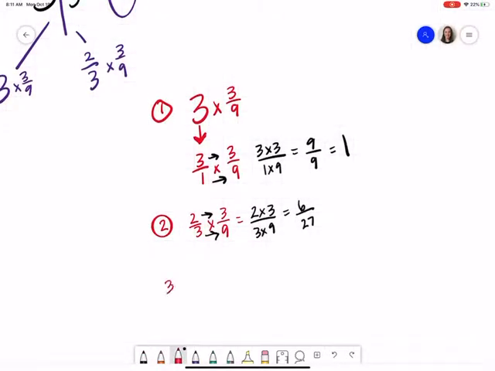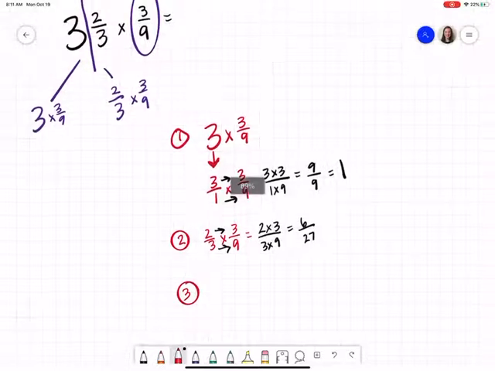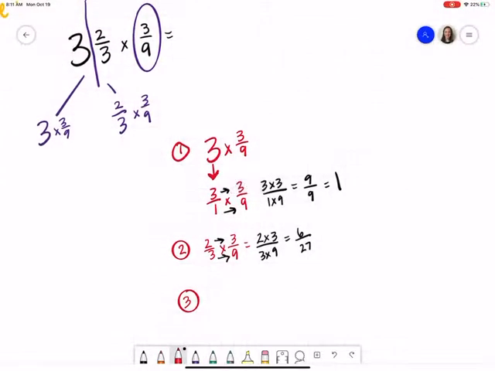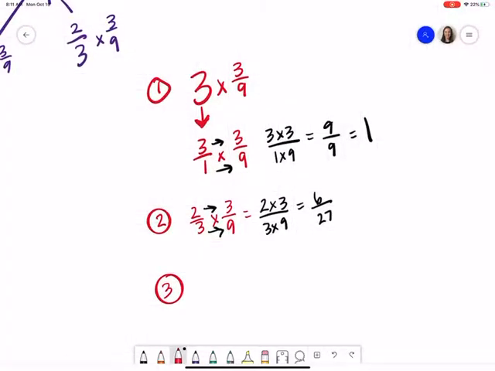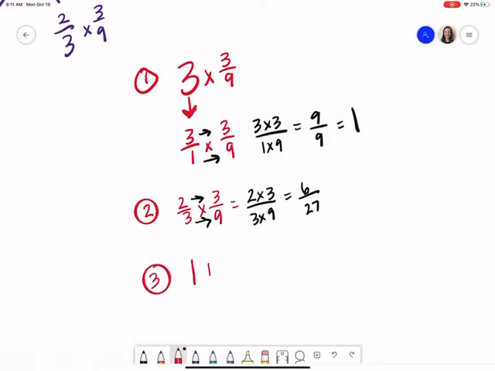So here's step 3. We've already solved our two equations. Since we split it up in the beginning, we need to put it back together. All we did was split it up to make it easier for us to multiply. So now we're going to put it back together. So we've got 1 plus 6/27.